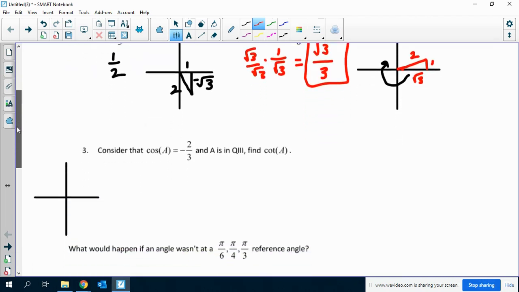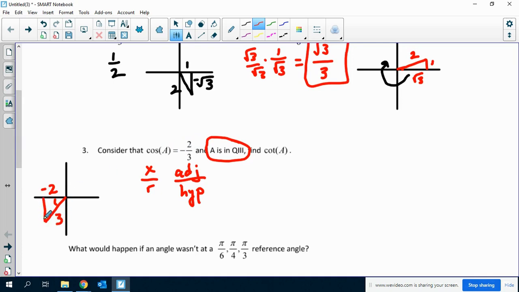Now let's take a look at a slightly different problem. Consider that cosine of A is negative 2/3, and A is in the third quadrant. So if A is in the third quadrant, here's my angle. Cosine, recall, is x over r, or adjacent over hypotenuse, because remember, the x is always the adjacent side for our angle, and the y is always the opposite side. So I have x is 2, well, it'll be negative 2 basically, and the radius is 3.